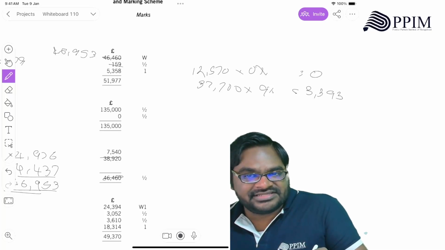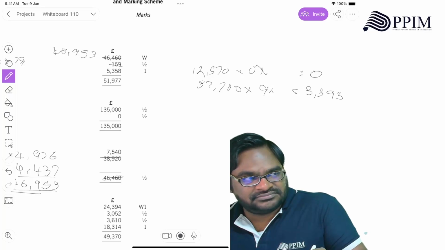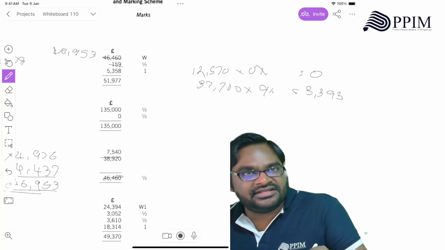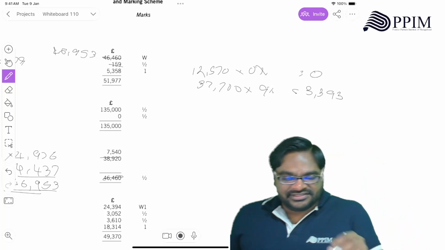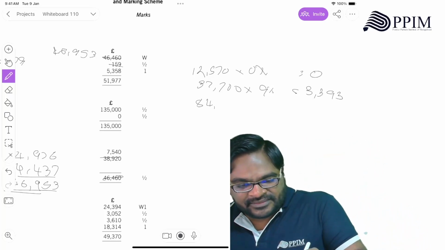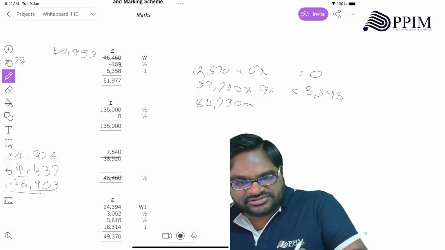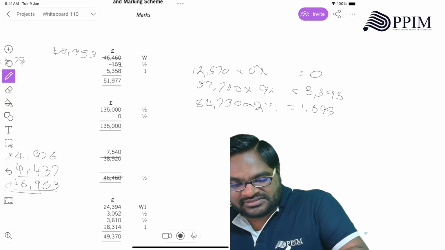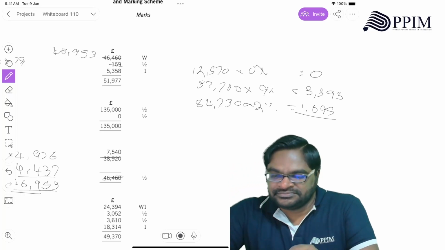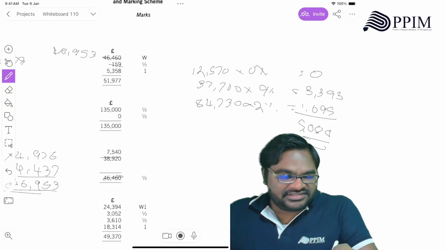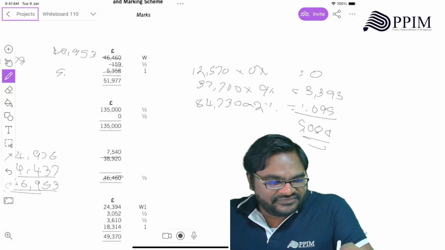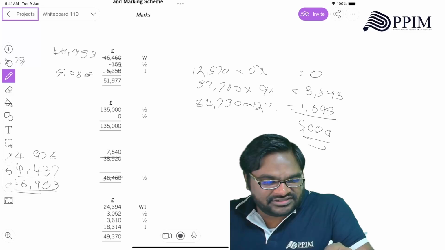Then the gap. How much is the gap? 135,000 minus 50,270. 84,730 into 2%. 1695. How much is the total? 5088. 5088. Right. So then this becomes 5088.